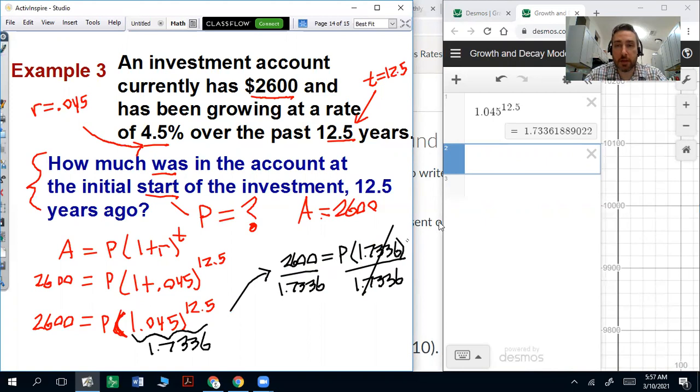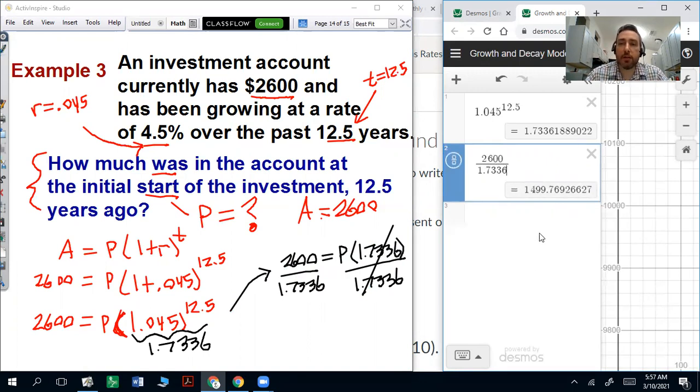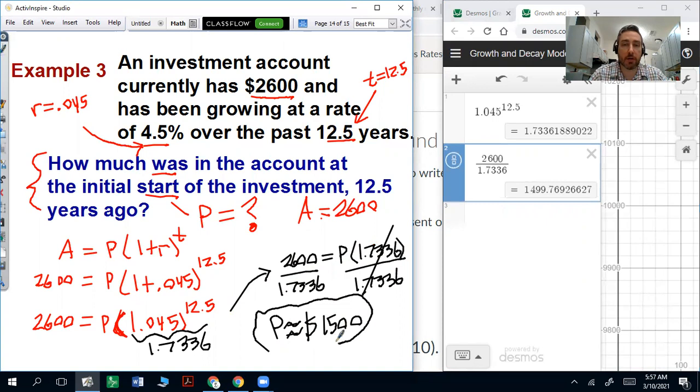So let's go ahead and do 2,600 divided by that number. And it looks like we started about 1,499.76, roughly $1,500 is your starting amount. So I'll just round that to 1,500 since these can be a little bit all over the place, especially how you round. But P is approximately equal to $1,500, give or take a couple dollars depending on how you round. So that's one way to do it.